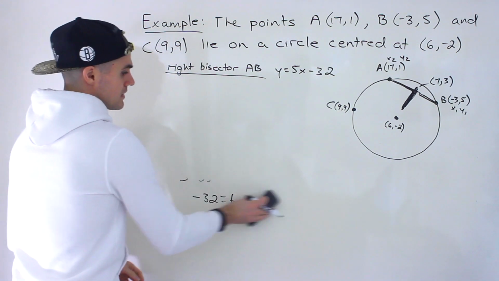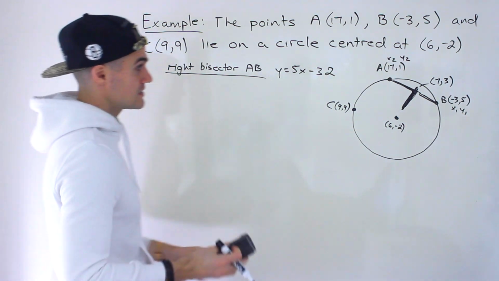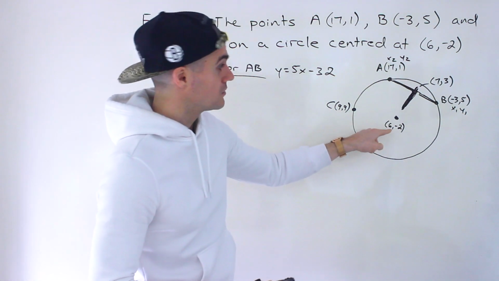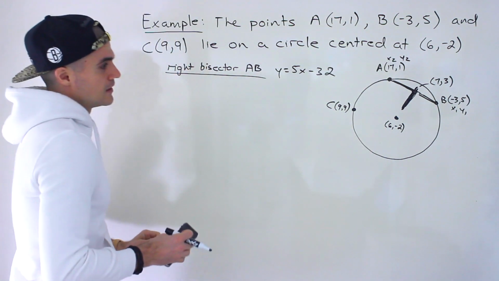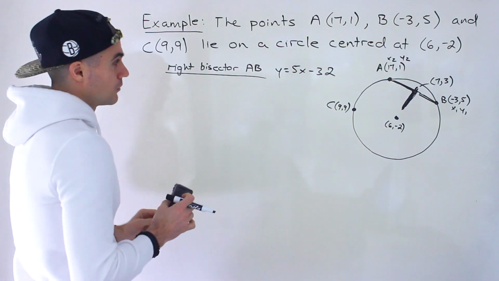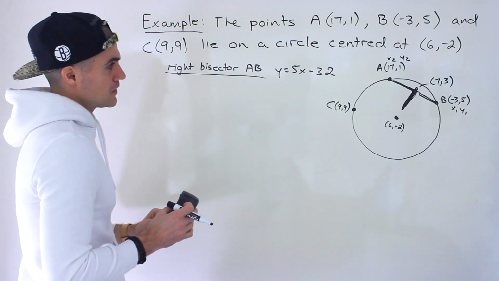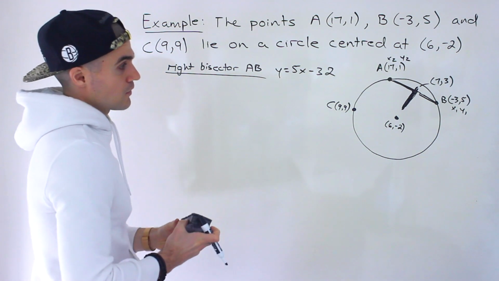It doesn't always guarantee it. It might just be coincidence. You might get a wrong right bisector. It might be a coincidence that it still goes through that point, but the chances of that happening are pretty slim. Okay, so we can be pretty confident that this is correct over here.